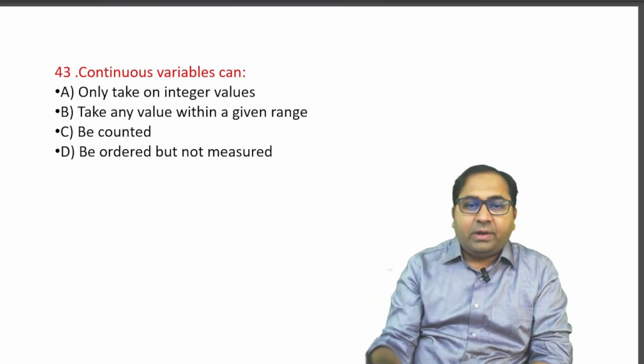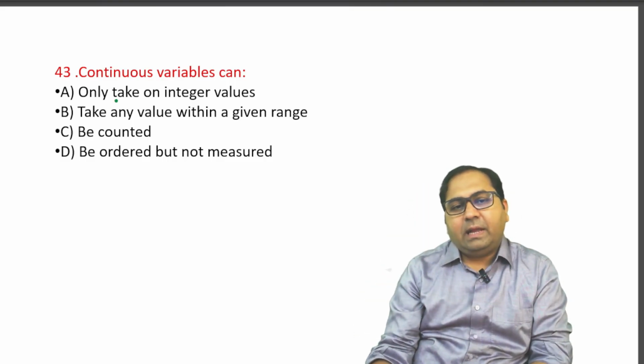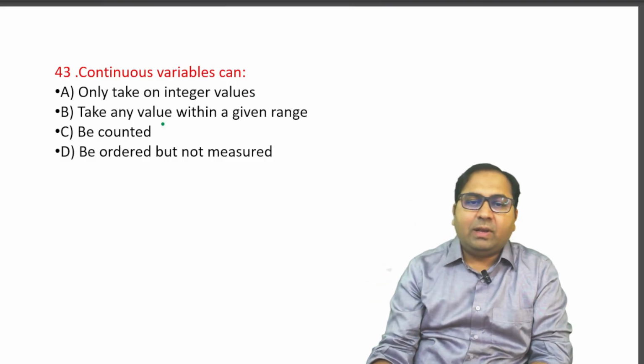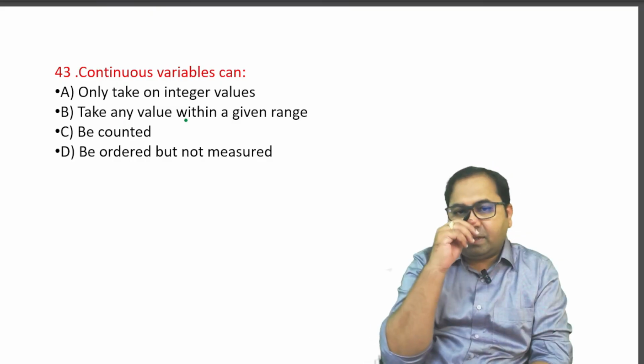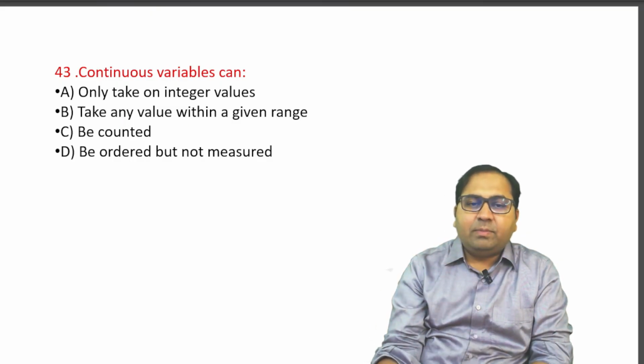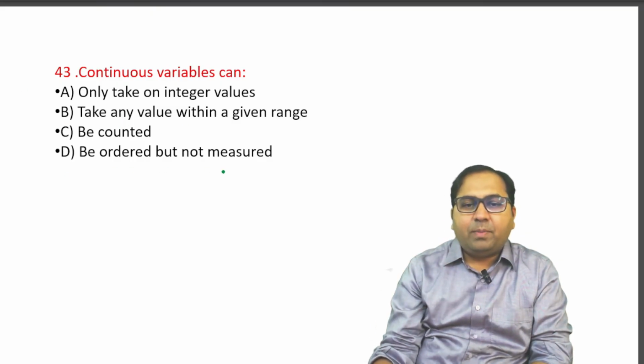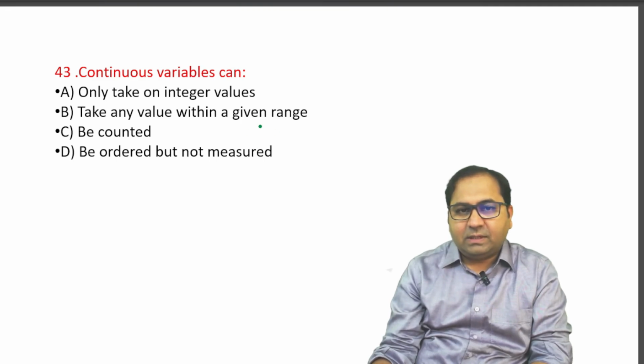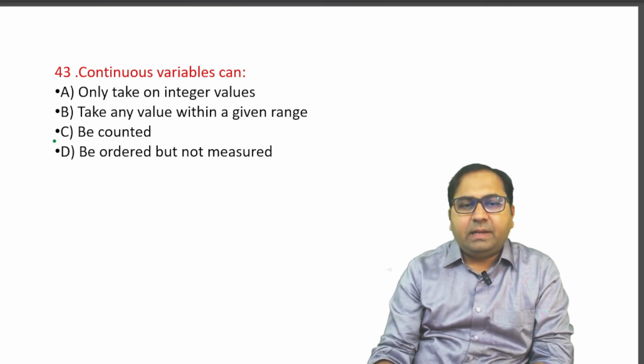Next question. Continuous variables are, options are A, they only take on integer values, B, they take any value within a given range, or C, continuous variables can be counted or be ordered but not measured. So what is the answer for this question? The continuous variables, they take any value within a given range. Please remember this point. They take any value within a given range.